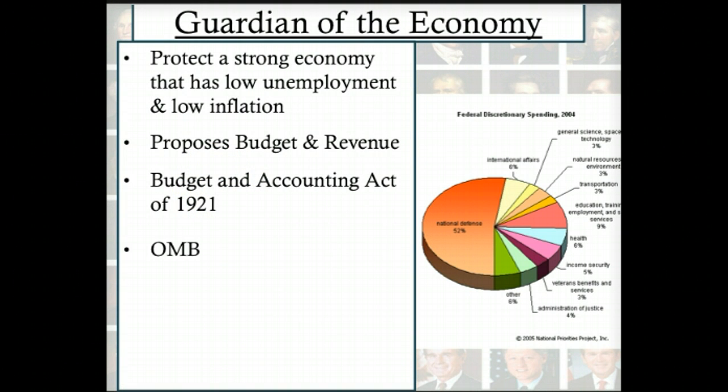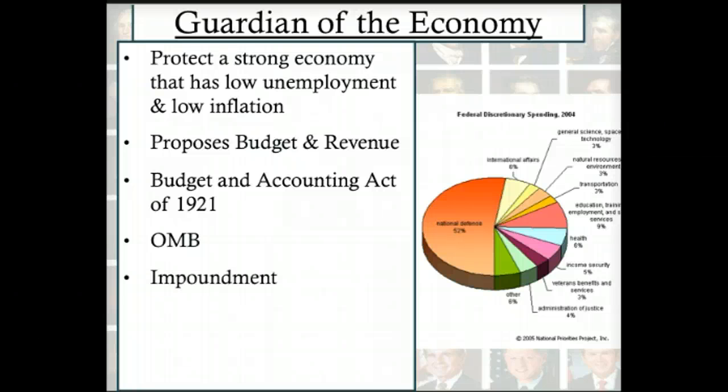Now he is assisted by the OMB. The OMB is the Office of Management and Budget. The OMB and its director fall under the Executive Office of the President. It is the OMB and director's job to help the president write the budget. He is the top accountant of the nation.